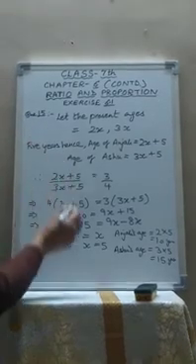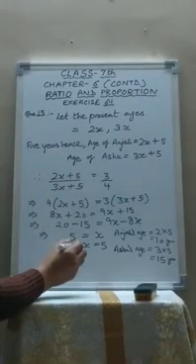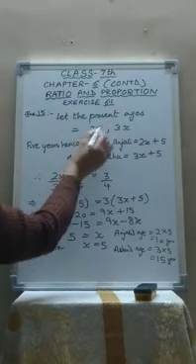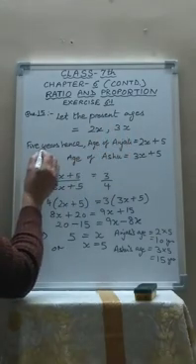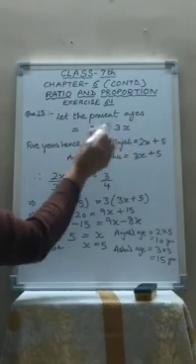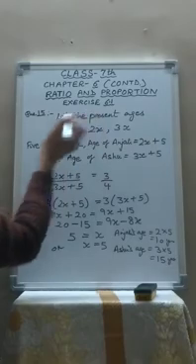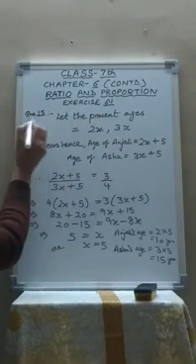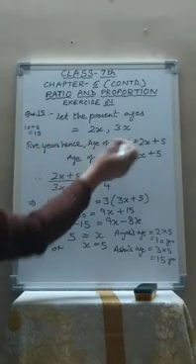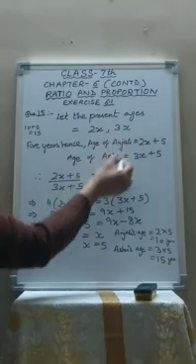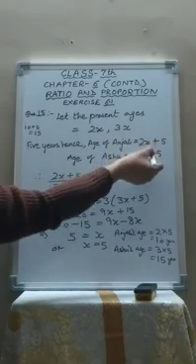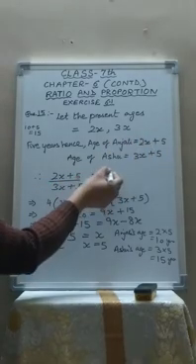Question number 15 is, the ratio of the present ages of Anjali and Ashu is 2:3. So let us take the present ages to be 2x and 3x. Now 5 years hence means after 5 years, what will be the age of Anjali? 2x plus 5. As you know, if your present age is 10, so after 5 years, what will be your age? 10 plus 5 equals 15. So same way we have done. And after 5 years, what will be the age of Ashu? 3x plus 5.